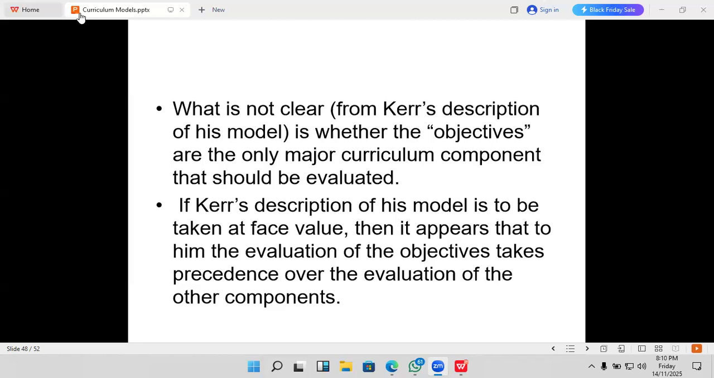There is some criticism. What is not clear from Kerr's description of his model is whether the objectives are the only major curriculum component that should be evaluated.